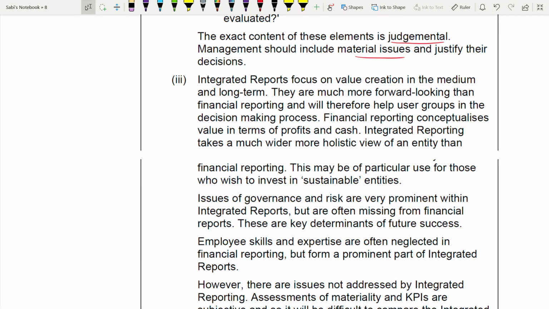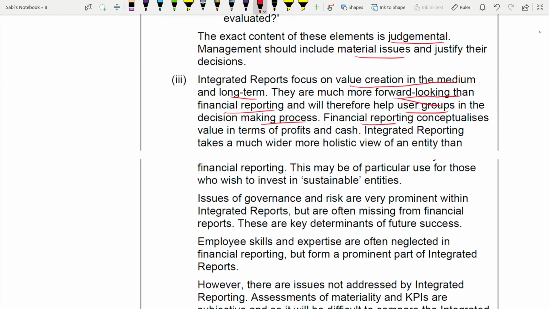So one thing, just look at the limitations and look at their content and try to build up an answer. Okay, so they focus on value creation in the medium and the long term. They are forward looking, more forward looking than financial reporting, because financial reporting is backward. This is forward. So because of this, it will help user groups to make decisions.